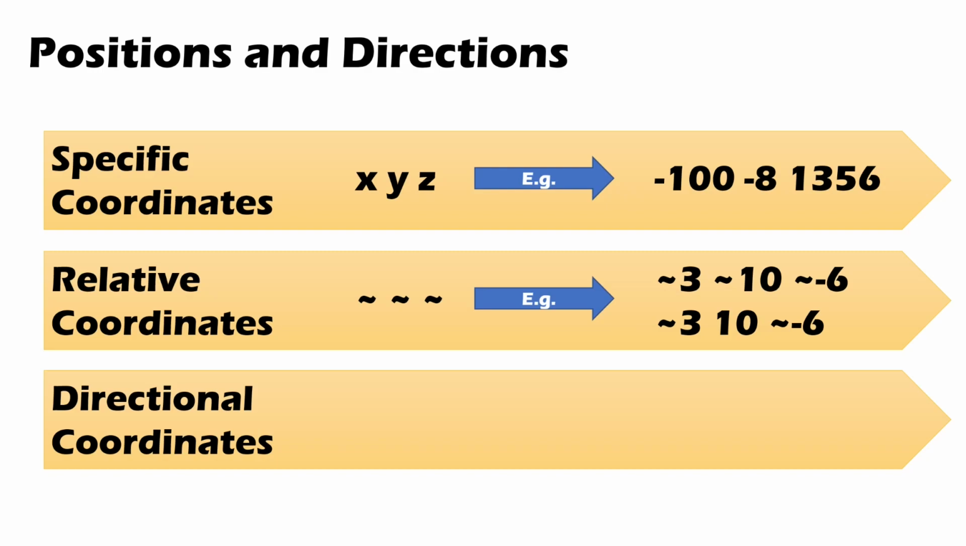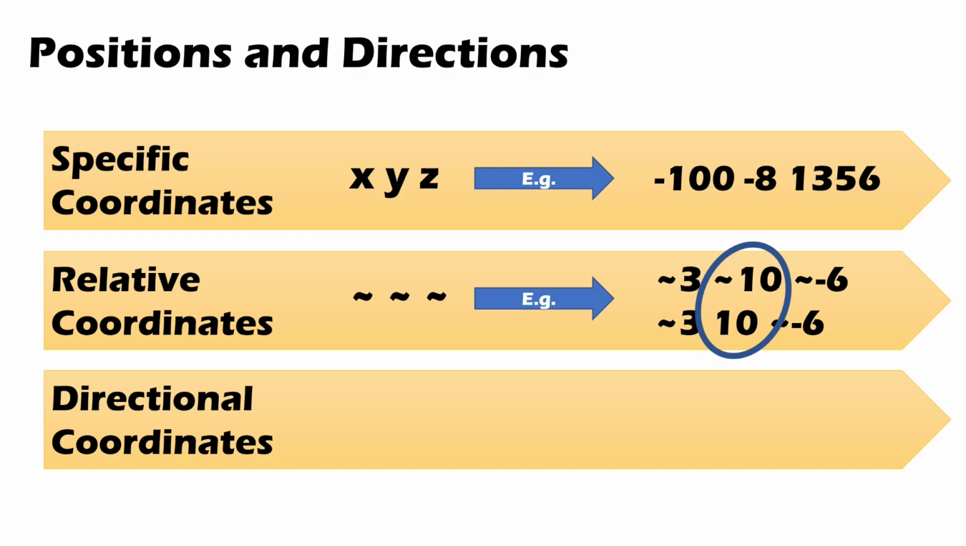Okay, and hopefully you'll spot the difference between the two lines of coordinates, because with the tilde we can mix and match, and I can have a mix between relative coordinates and specific coordinates. So here, because there's no tilde in front of the 10 on the second line, that means exactly y equals 10. So the tilde 3 and the tilde minus 6 are still relative to me, but the 10 is exactly y 10.